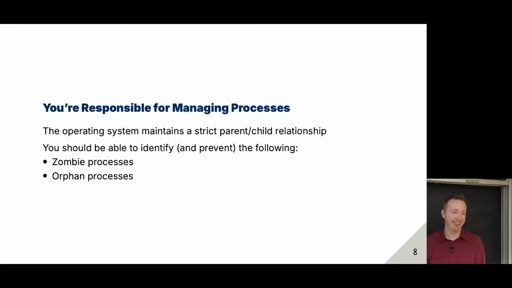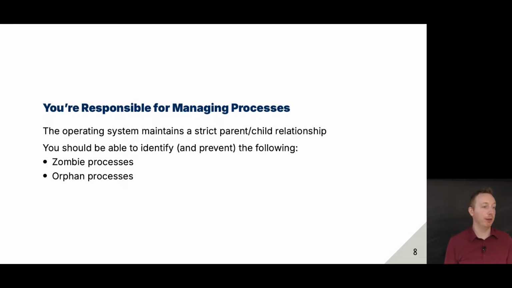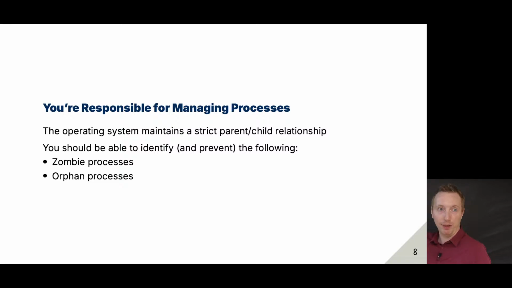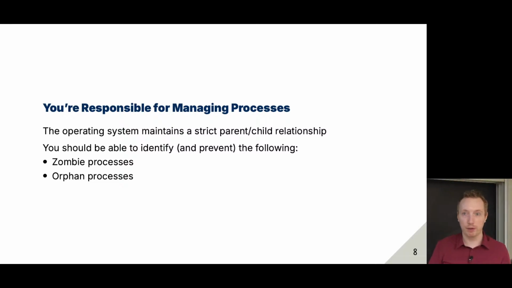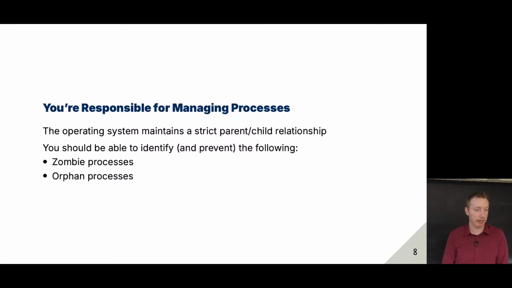So then we had the cool terminology where you could have a parent with an orphan and zombies, and you can kill your children and all of that fun stuff. So we realized we're responsible for managing processes in Unix. We have a strict parent-child relationship. So the newly created process is the child, and the parent has to manage it. So you should be able to identify and prevent zombie processes. A zombie process is when the child has died and you have not acknowledged it yet, so it's still consuming some resources, at least its process ID and exit status.